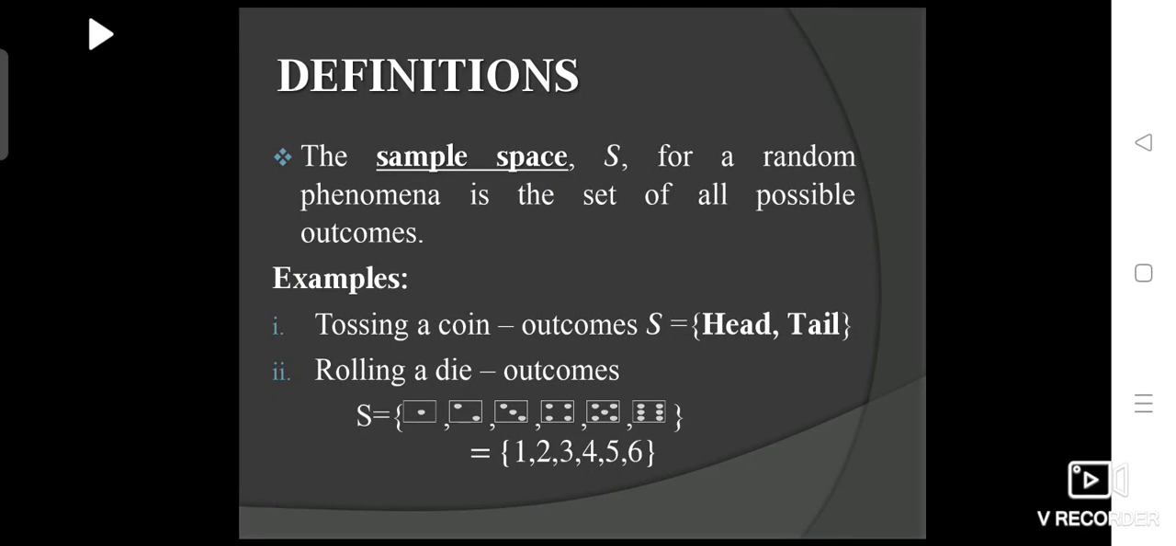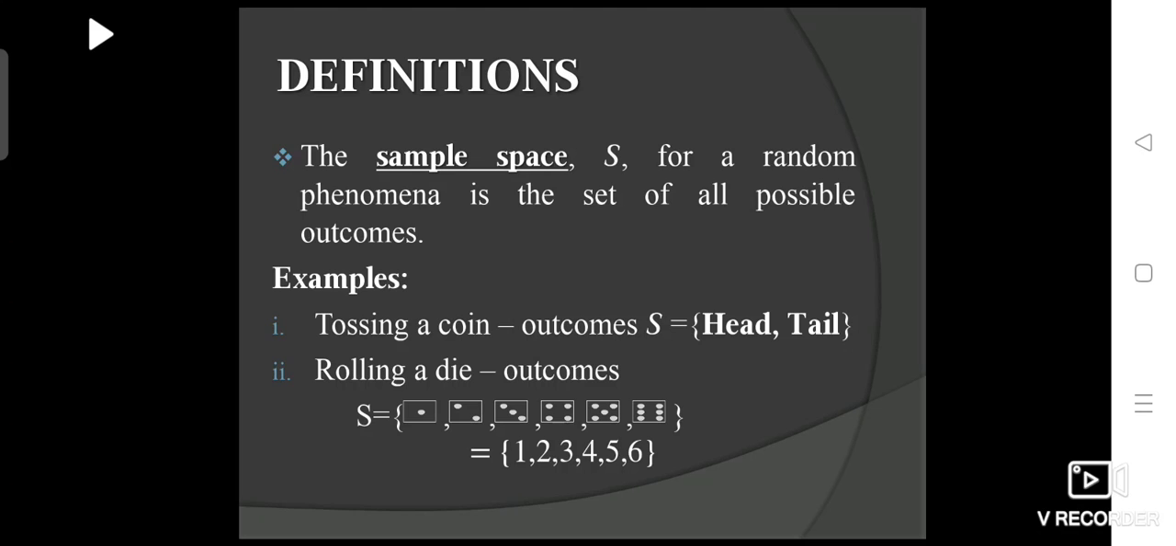Now the basic definitions. First one: what is a sample space? The sample space S is the notation for the set of all possible outcomes of a random phenomenon. I give you the example of a bucket of balls: all the balls in the bucket are your sample space.